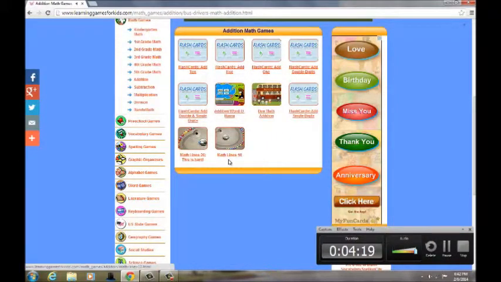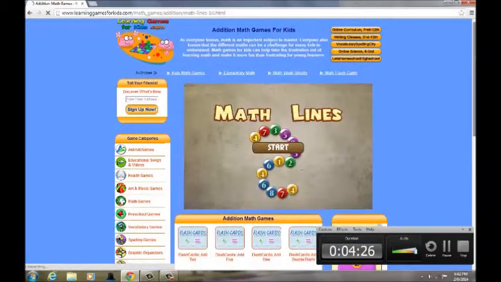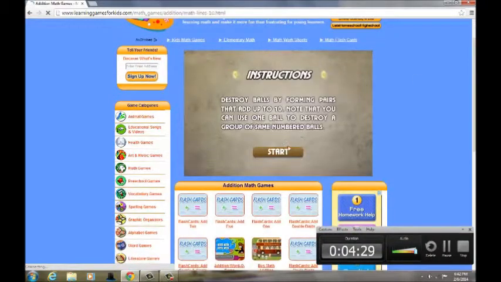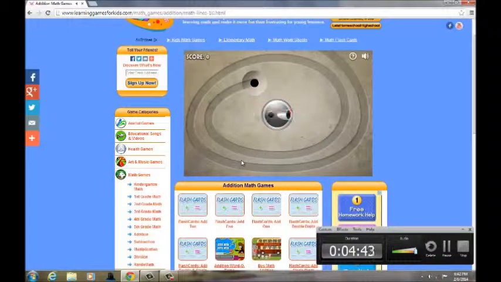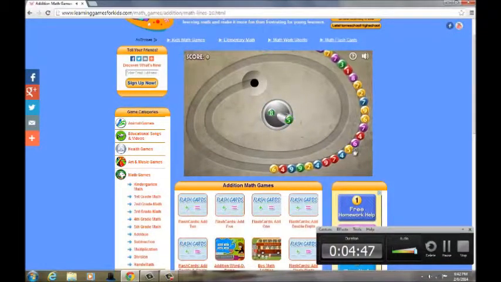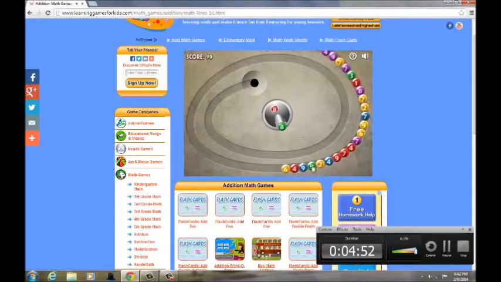Now, there are 2 other games, but we're running out of time, so we'll just go over Math Lines 10. Math Lines 10 is a really nice game, and the instructions are: destroy balls by forming pairs that add up to 10. Note that you can only use one ball to destroy a group of same numbered balls. So it's a very interesting concept. We have a 5 and we want to find another 5 so that it adds up to 10 and we can get rid of it.